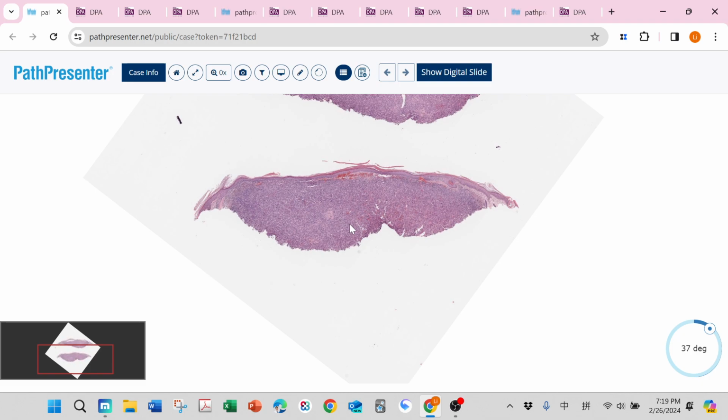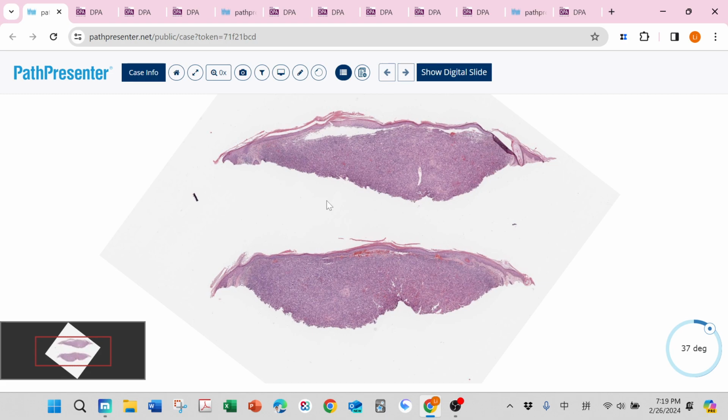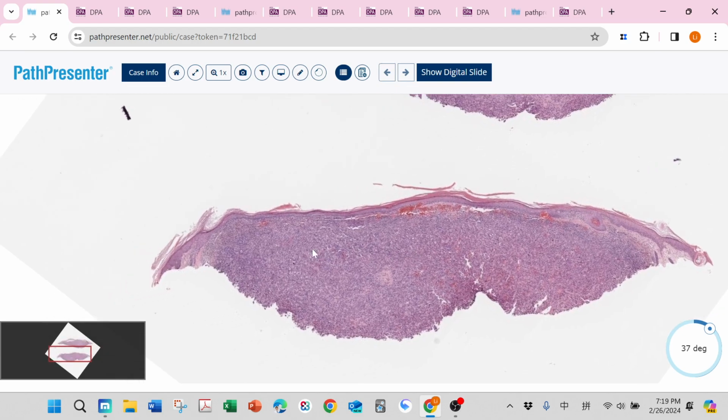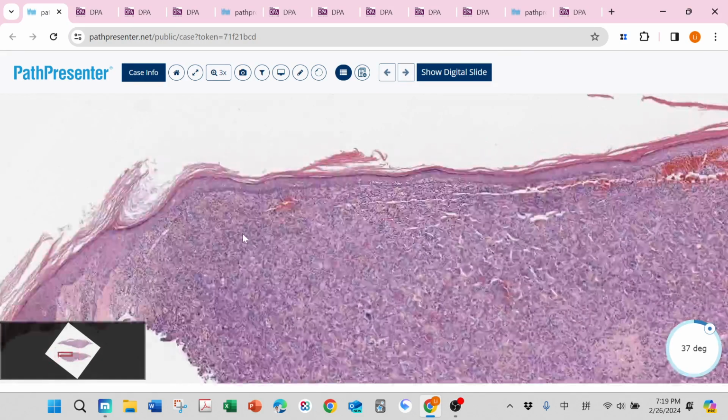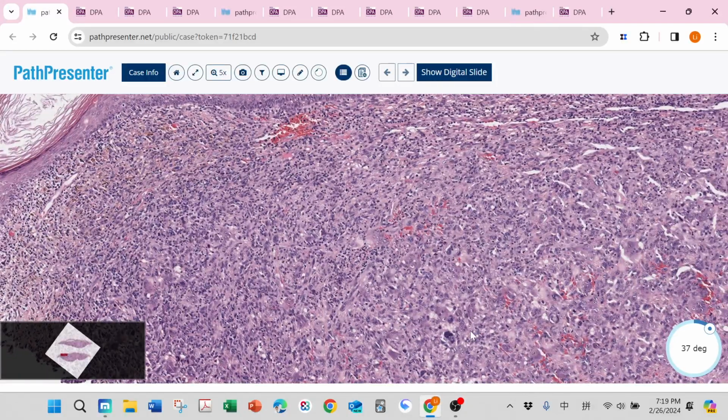This is a straight biopsy. In low power, we can appreciate that the epidermis is thinning, pushed, and maybe infiltrated by this neoplasm, which is really hypercellular with hyperchromatic cells. Let's zoom in to see the cytology. Even at this power, we can see these polymorphic hyperchromatic tumor cells.